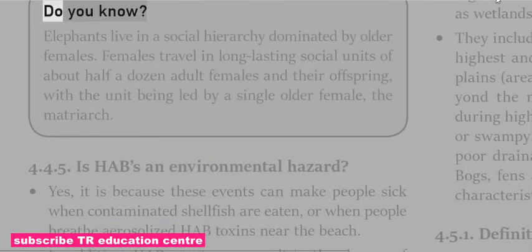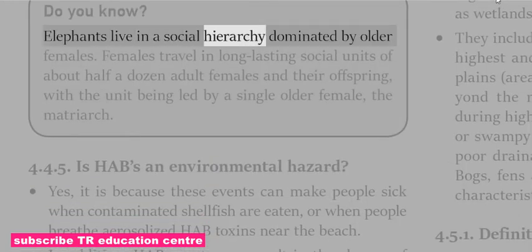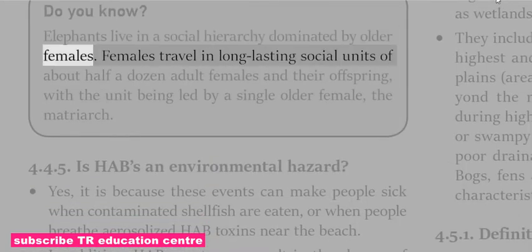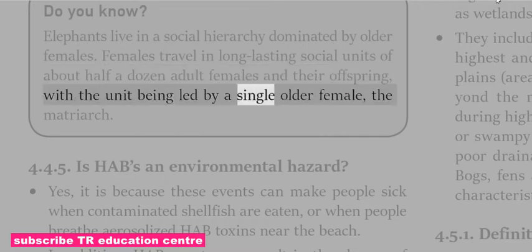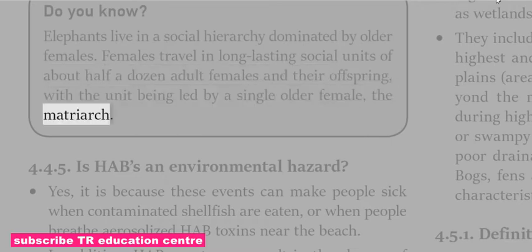Do you know? Elephants live in a social hierarchy dominated by older females. Females travel in long-lasting social units of about half a dozen adult females and their offspring, with the unit being led by a single older female, the matriarch.